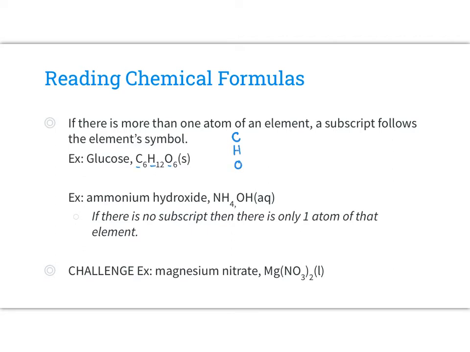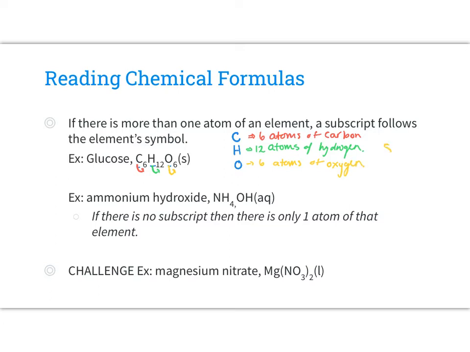Again, I'm looking for capital letters, and if that capital letter is also followed by something in a lowercase letter, that represents the element. So in this case, because carbon has a subscript of 6, that means there are 6 atoms of carbon present in this compound. For hydrogen, there's a 12 as a subscript, therefore there are 12 atoms of hydrogen. And for oxygen, there are 6 atoms of oxygen.